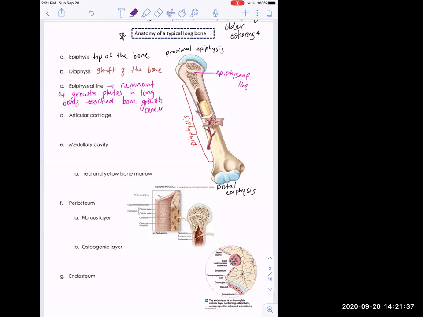The next thing is articular cartilage, and this is a layer of hyaline cartilage that covers the epiphyses. Okay, I'm going to make that plural. So when we make epiphyses plural, it's Y-S-E-S. A layer of hyaline cartilage that covers the epiphyses of articulating bones. Articulating means to connect. Articulating long bones. And it is specifically hyaline cartilage. So you can see here's your articular cartilage here.